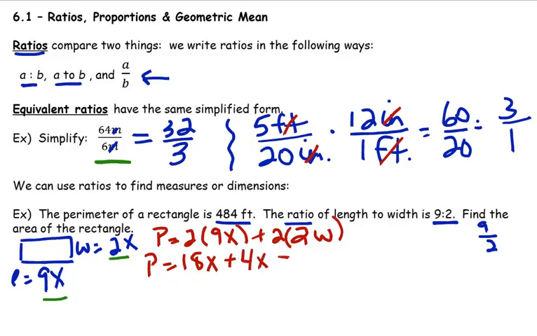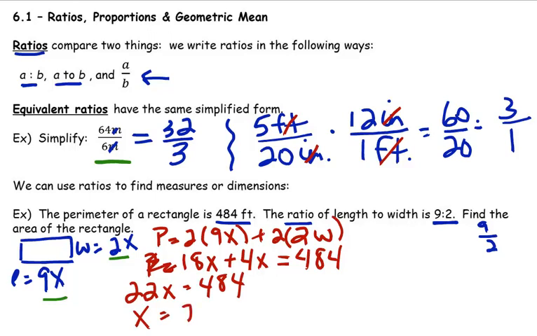And then I'm going to go ahead and say over here, and we'll just take that off, my perimeter they gave me is 484 feet. So I know what my perimeter is. Now I can add all this up, 22x equals 484, and my x value is 22. So that's my x value. Now, what we're looking for here, though, is the area. That's what I have to find.